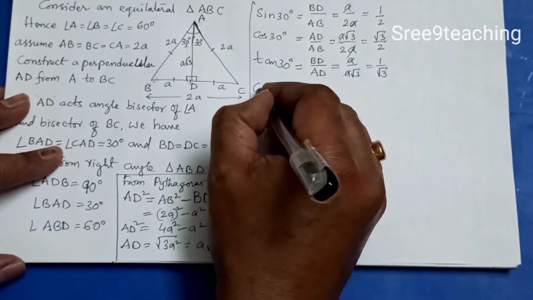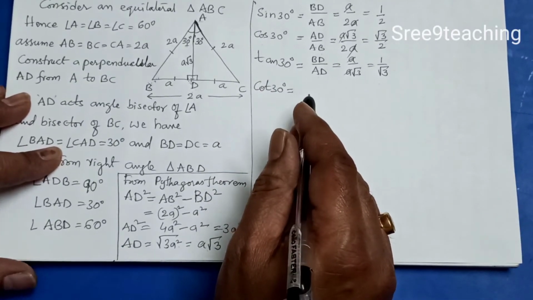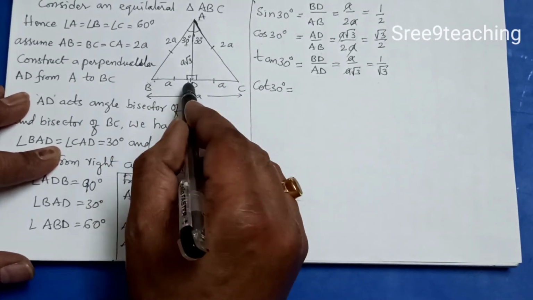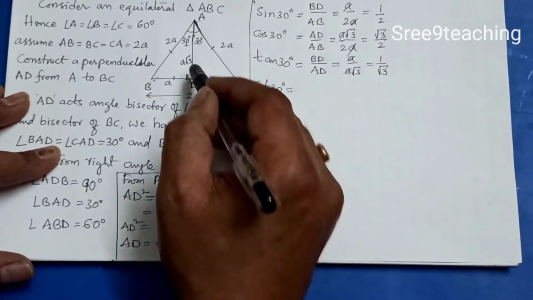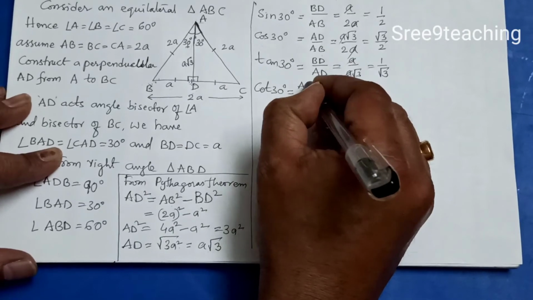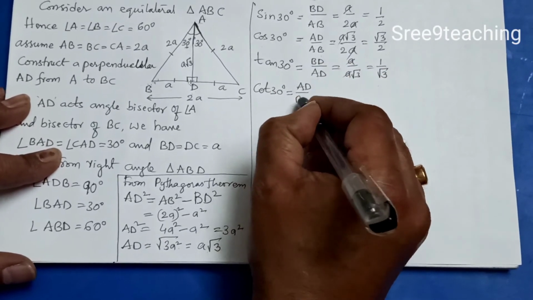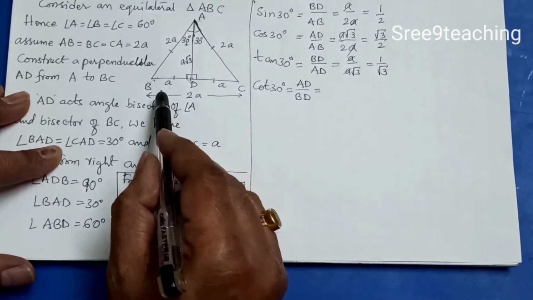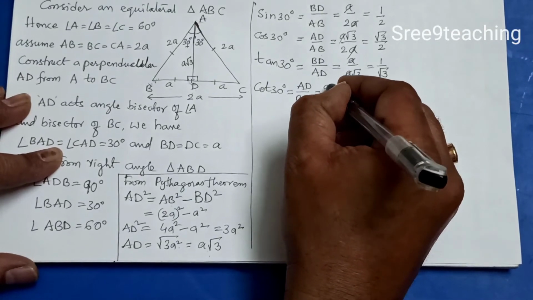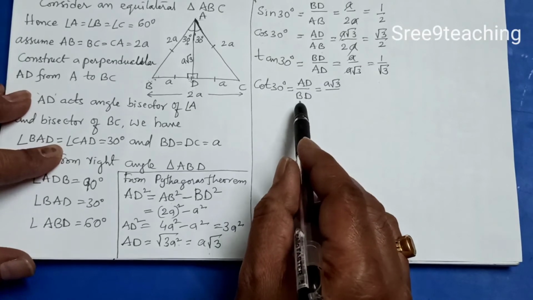Now coming to cot 30 degrees. What is the formula for cot? Adjacent by opposite. For 30 degrees, this is the adjacent and this is the opposite, so AD by BD, or the reciprocal of tan 30 degrees. It will come like that, AD by BD. So the AD value is A root 3, because here we determined A root 3, by, what is BD?